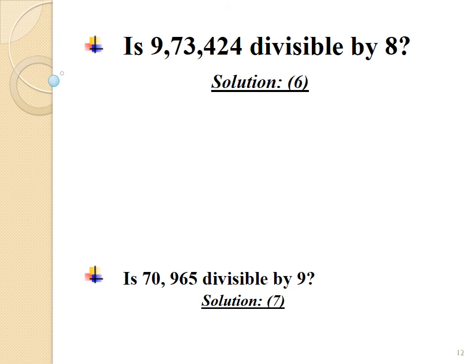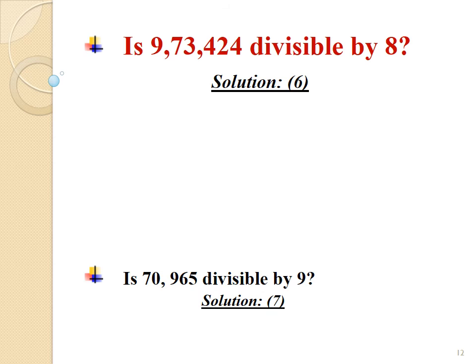Is 9,73,424 divisible by 8? Students, we know that a number is divisible by 8 if the last 3 digits are either 3 zeros or the number formed by the last 3 digits is divisible by 8. So, let's divide the last 3 digits, that is 424, by 8. If we get remainder 0, then the number is divisible by 8. Otherwise, not. Dividing 424 by 8, we get quotient 53 and remainder 0.